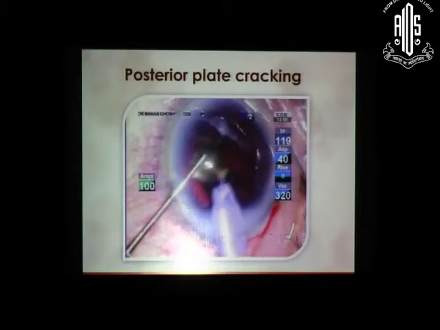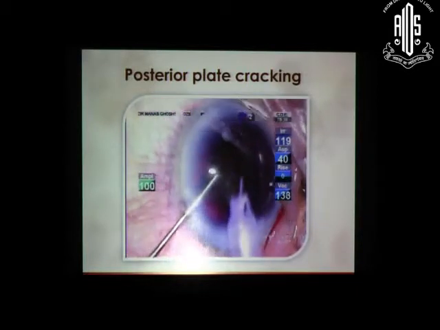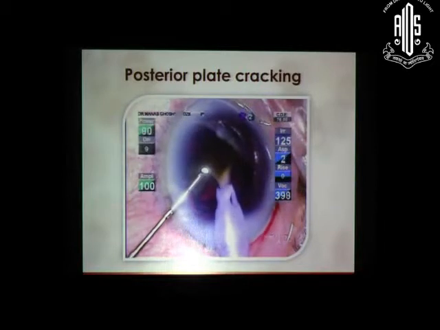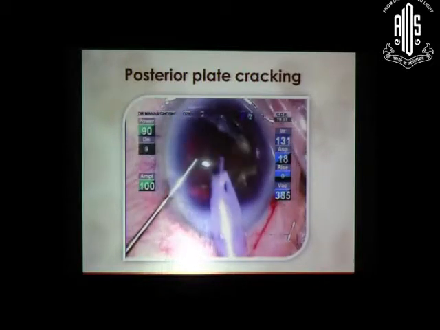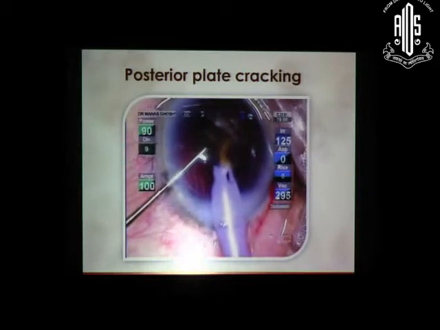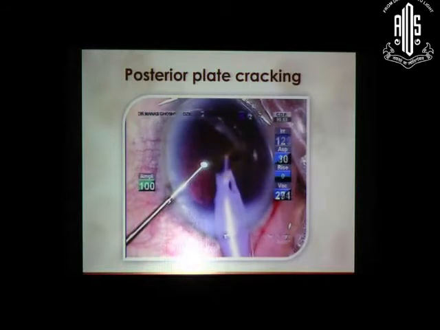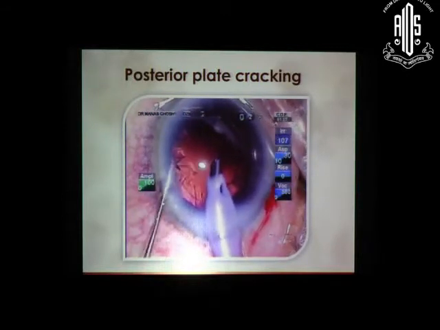And this is a very hard cataract, maybe grade 6. So we are almost at the end. So here you must be very careful. Either you place your chopper behind the phaco tip, that will prevent the posterior capsule from coming into the phaco tip.